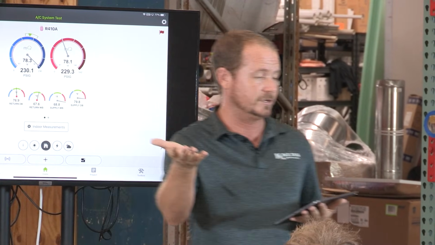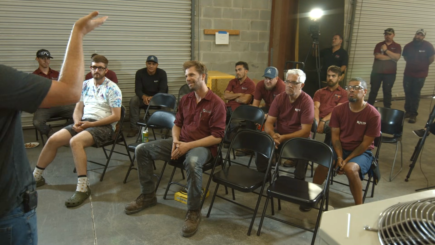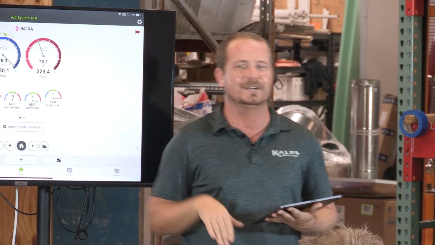So let's say that you have a 40 degree evaporator coil with 10 degrees of superheat. What's your suction line temperature? 50. 40 degree evaporator coil, 10 degrees of superheat is 40 plus 10 equals 50, right? So 40 degree suction saturation temperature plus 10 degrees of superheat equals 50 degree suction line. Right?